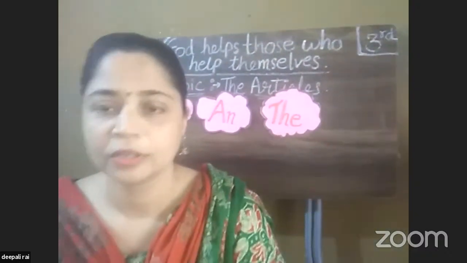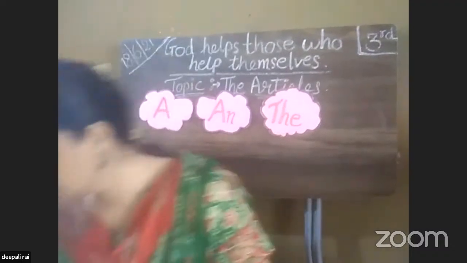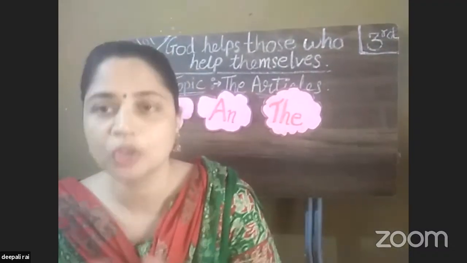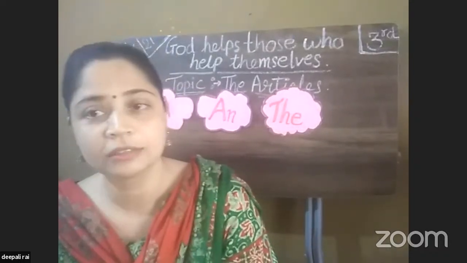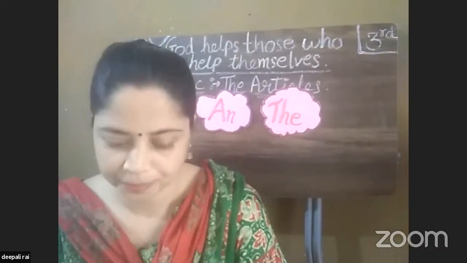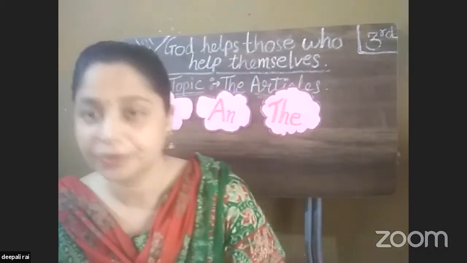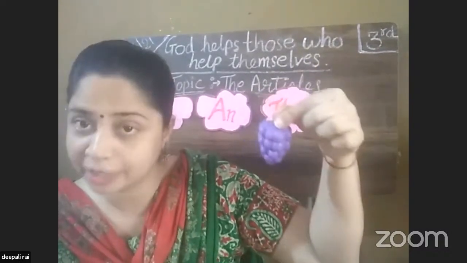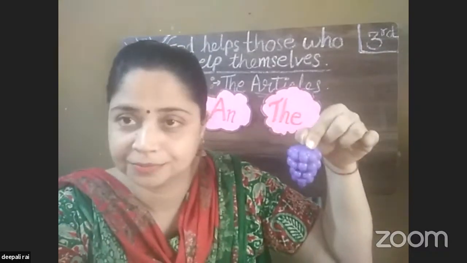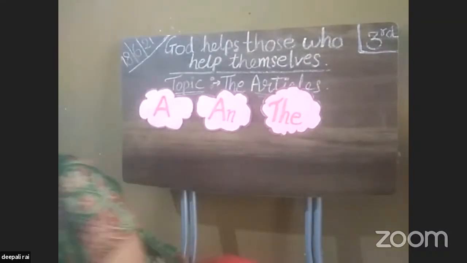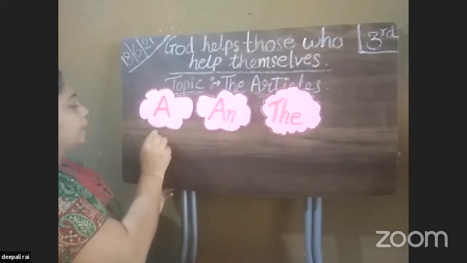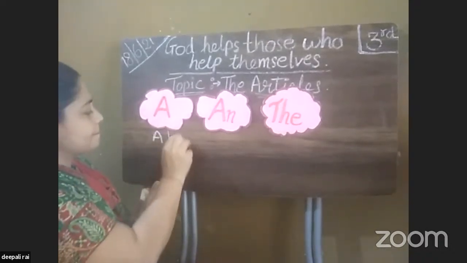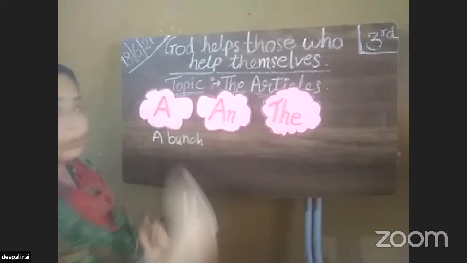Okay. Now let's see, children. Look here. Just now we saw what the definite article and the indefinite articles are. If I show you these grapes, what will I write, a grapes or an grapes? It is a bunch of grapes. We'll use article a. Here, I'm going to write it, a bunch. Okay?